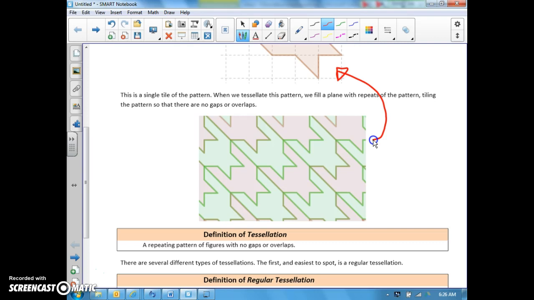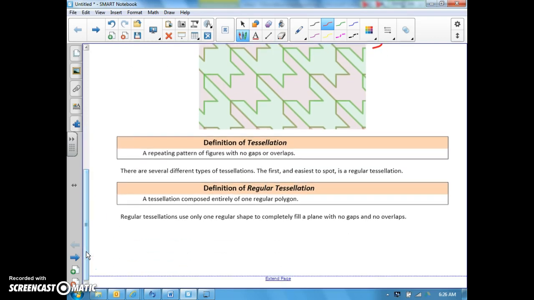Now, within the big family of tessellations, we have some specific types of tessellations that we're interested in as well. The first are regular tessellations. A regular tessellation is a tessellation composed entirely of one kind of regular polygon. Now, what makes a regular polygon? A regular polygon is a polygon where all of the sides are congruent and all of the angles are congruent. So if I'm looking at the family of quadrilaterals, the regular quadrilateral is a square because all of its sides are congruent and all of its angles are 90 degrees.